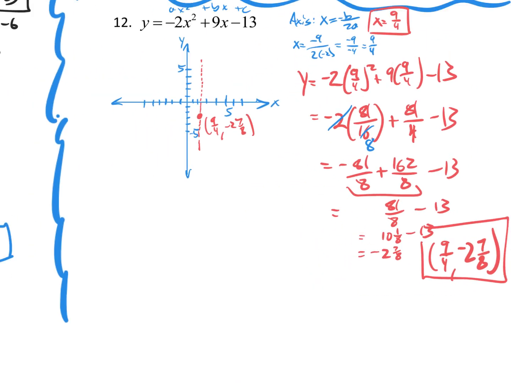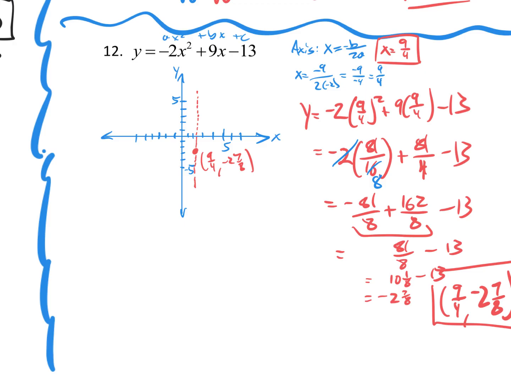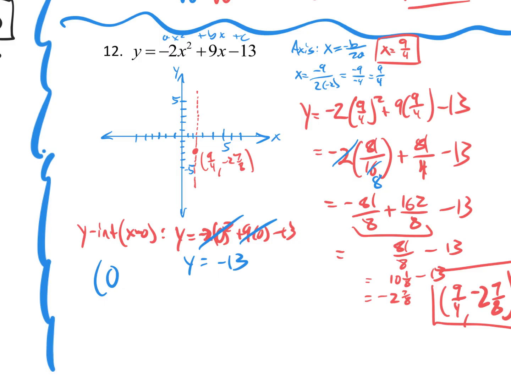But let's go ahead and find our y-intercept. Y-intercept is easy because that's when x equals 0. So we're going to plug in 0. That's y equals negative 2 times 0 squared plus 9 times 0 minus 13. Well, these guys just go away, and we got negative 13. So this is the point (0, negative 13), which is way down here, 5, 6, 7, 8, 9, 10, 11, 12. Way down here, don't even really care that much about it. And there's another point that's over here. Okay, so there's our y-intercept.